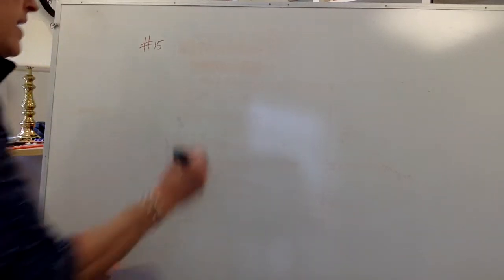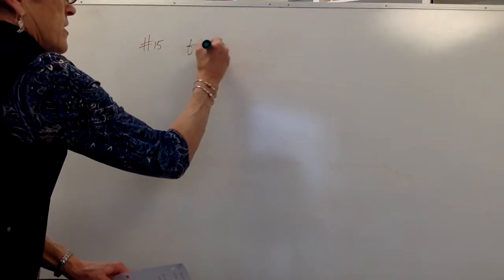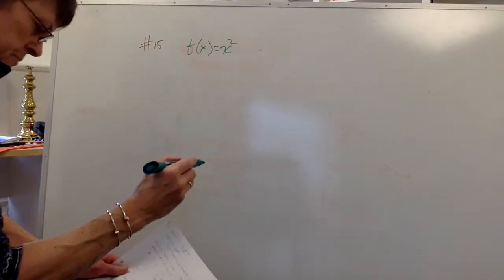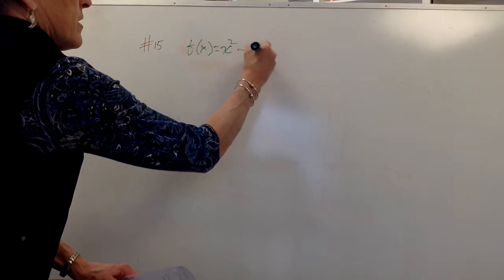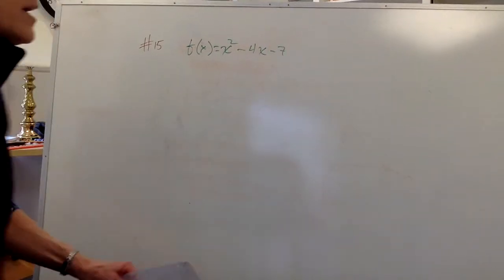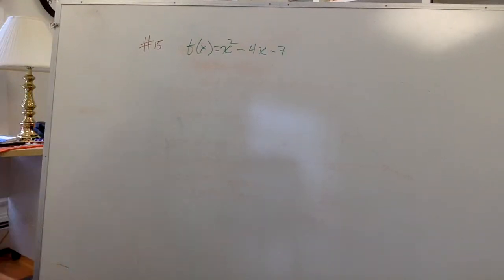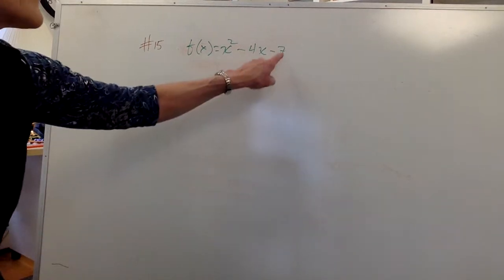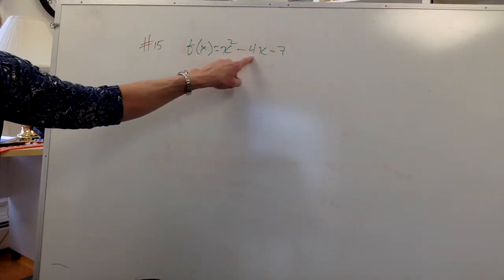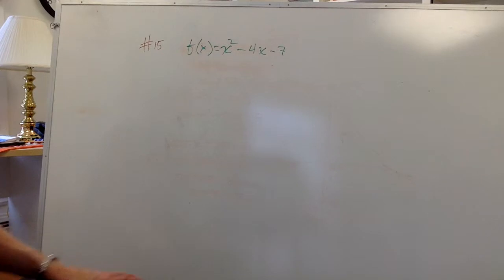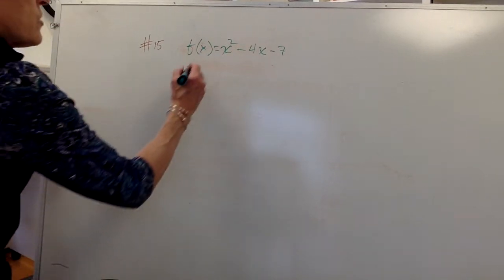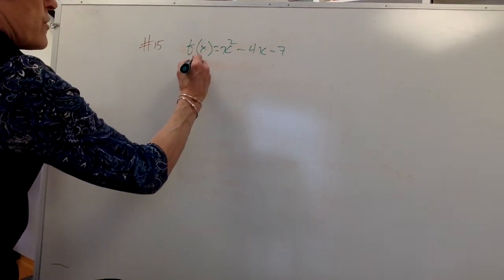And what if we had f of x equal to x squared minus 4x minus 7? With a quick look at that, I think you can see that it's not going to factor. The factors of 7 are 1 and 7. The difference is not 4. So we know it's not going to factor. So let's start off by finding the vertex.